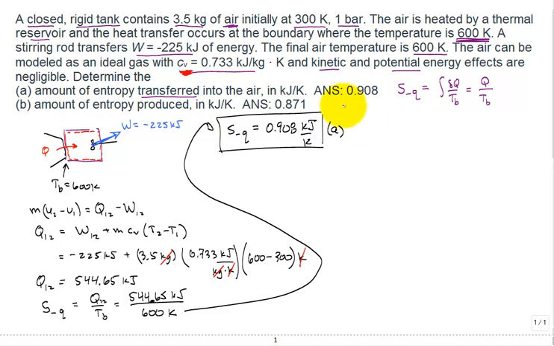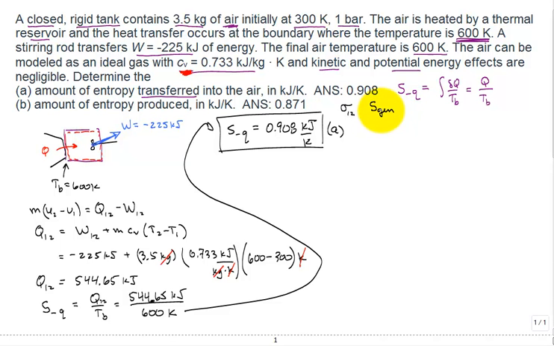All right, continuing, what is the amount of entropy produced? Well, the book uses sigma, and I like to add the subscript 1-2 for the amount of entropy produced during a process from initial state 1 to final state 2. Another popular textbook for this type of class would use S_gen.